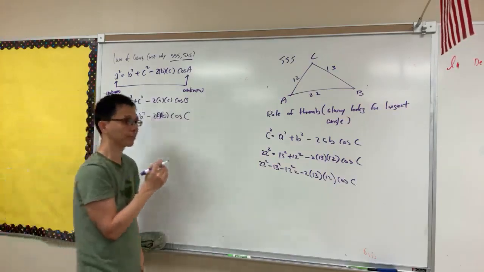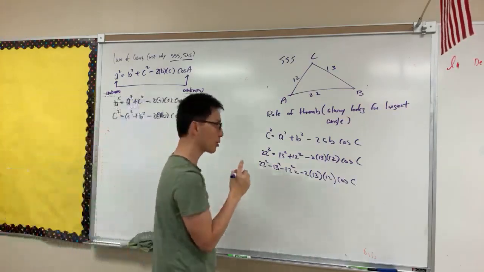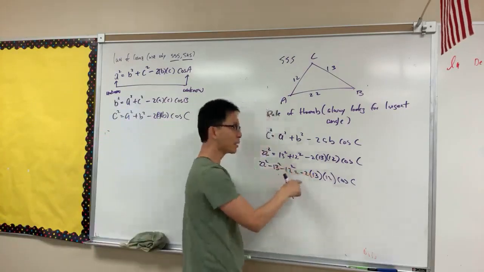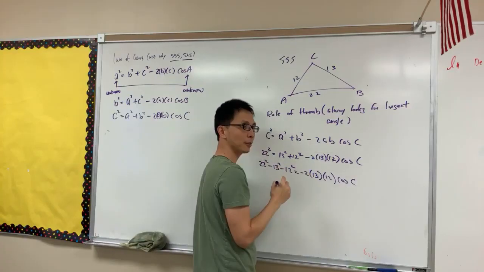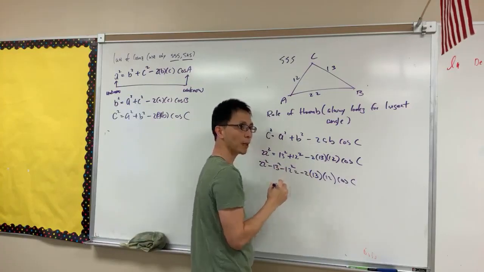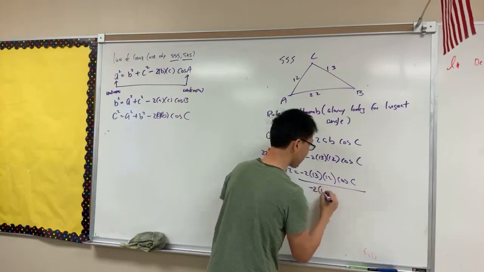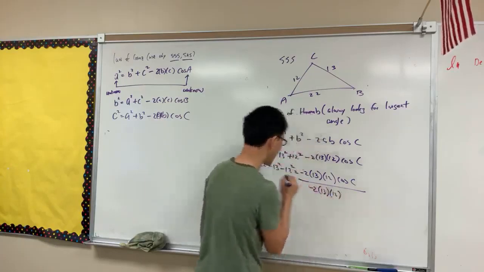I got an error, so I'm going to show you what you did wrong. You guys don't pay attention. How do I get cosine C by itself? I divide, right? On both sides, right?